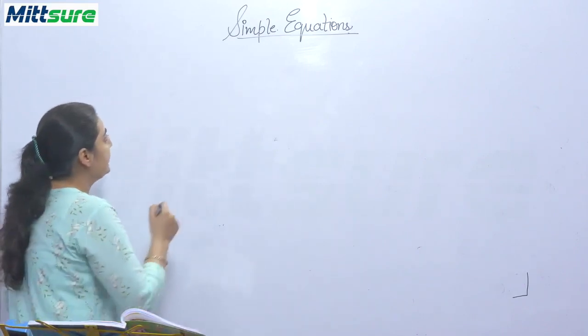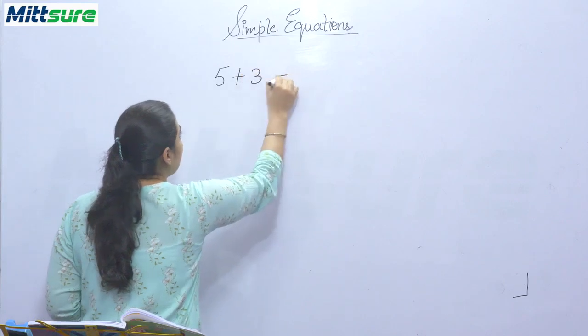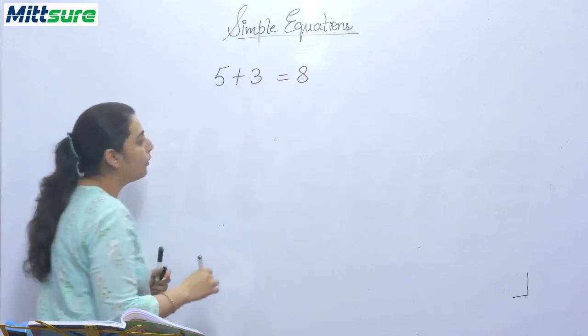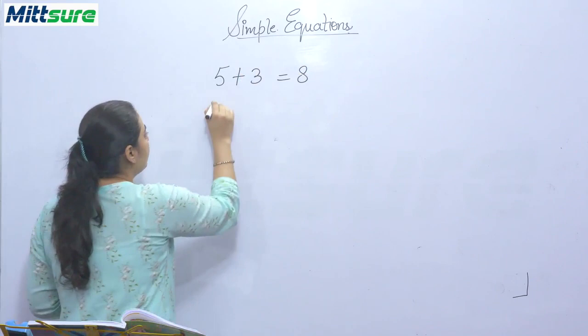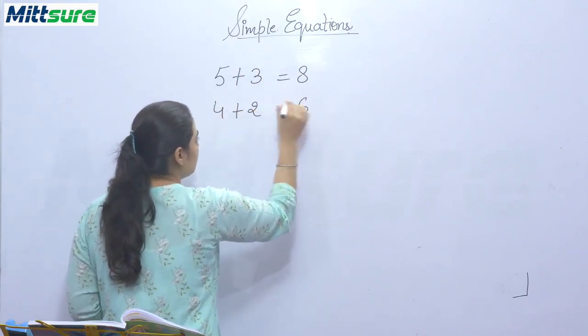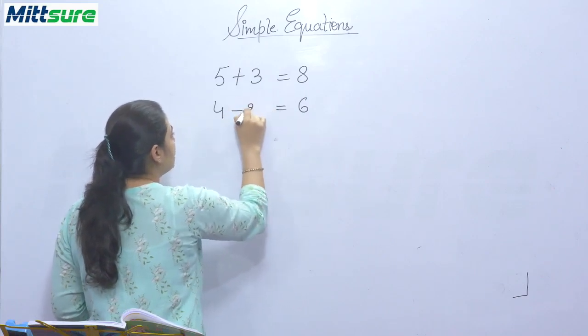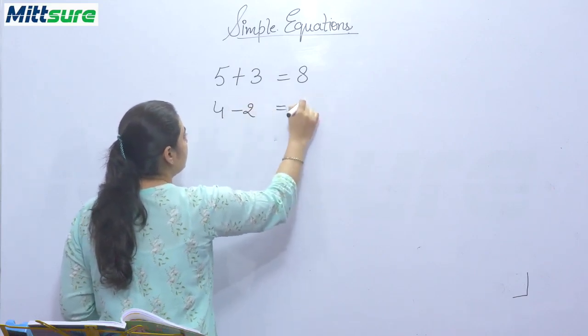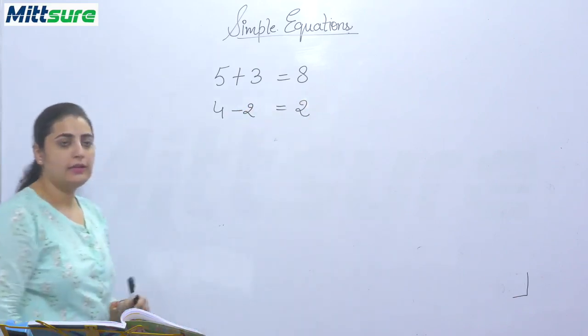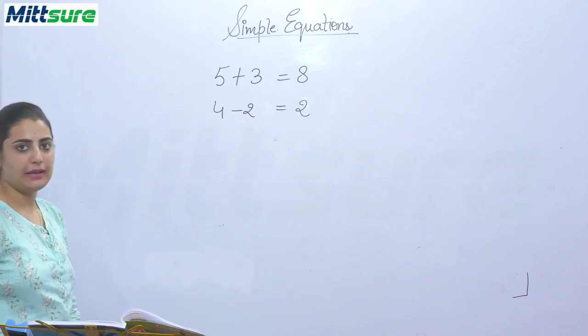Okay, for example, if I write 5 plus 3 equals 8. Okay, I am writing 4 plus 2 equals 6. Or you can say that if I write 4 minus 2 equals 2. Right. So I have got first a plus 1 and the next is of minus 1.